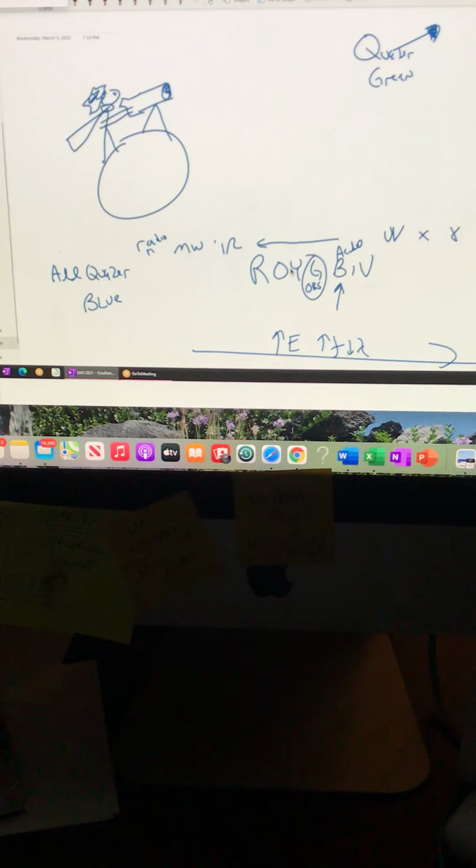And you called NASA, they said, oh, all quasars are blue. So, no, you don't have to know quasars are blue. They're actually a nice magenta.